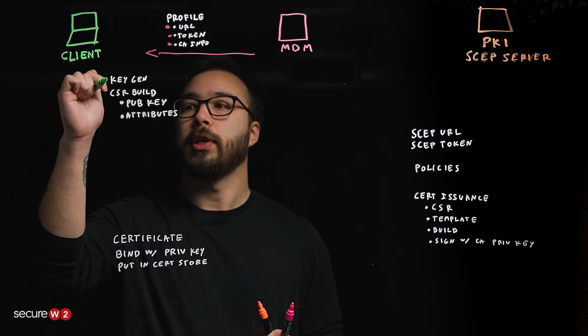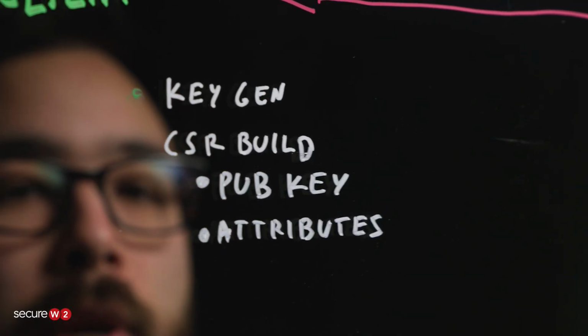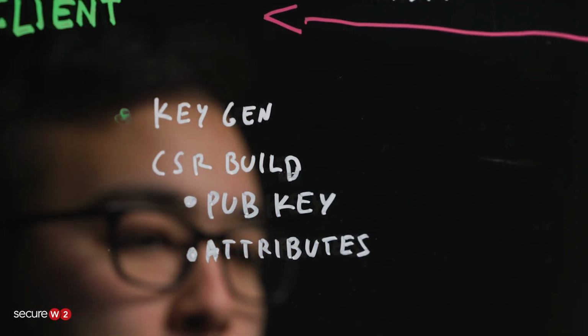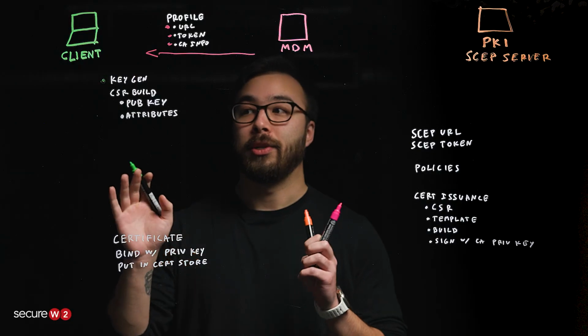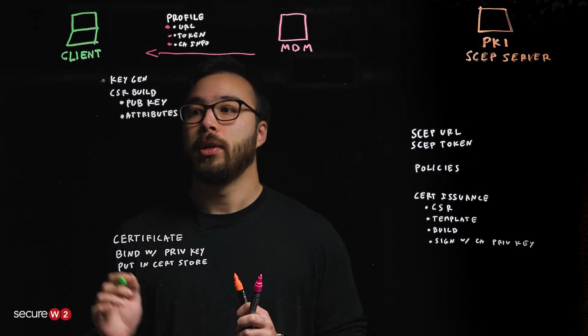And then after the end device gets the SCEP profile, it's going to do a few things. The first thing is it's going to start generating some keys. So it's going to create a matching public and private key. These are mathematically related. It's the beauty of public-private key cryptography. That's how these things are such awesome mechanisms of authentication.